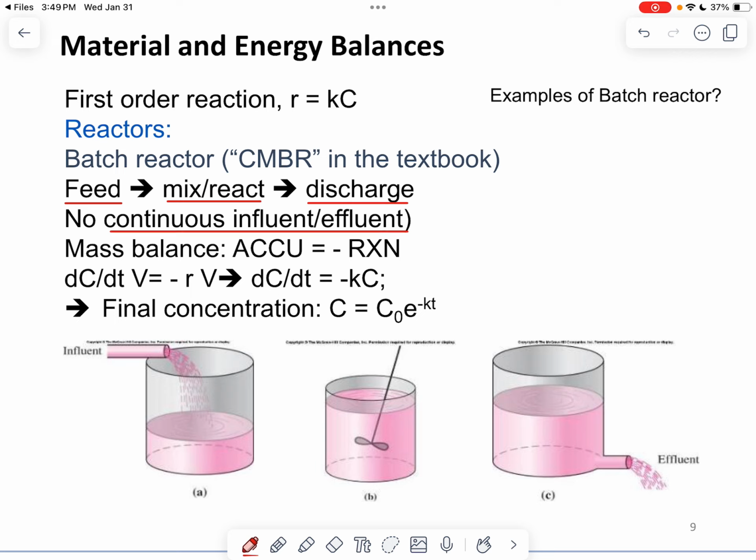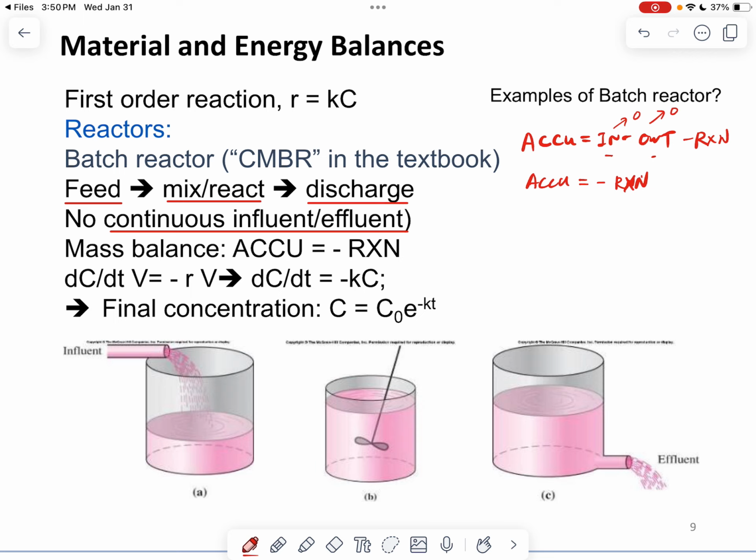So there's no flow going through the system. Now if you consider the mass balance, you have accumulation equals in minus out minus reaction. We said that there's no inflow or outflow, which means that accumulation is just minus of reaction. Basically it means that the concentration of the reactants is going to decrease because of the reaction.